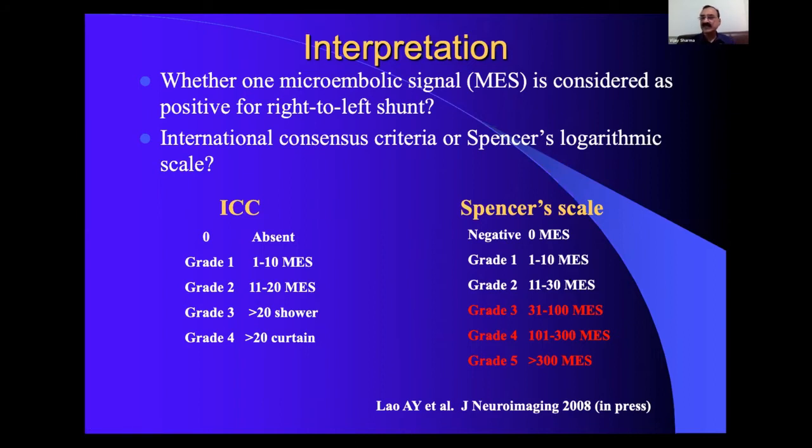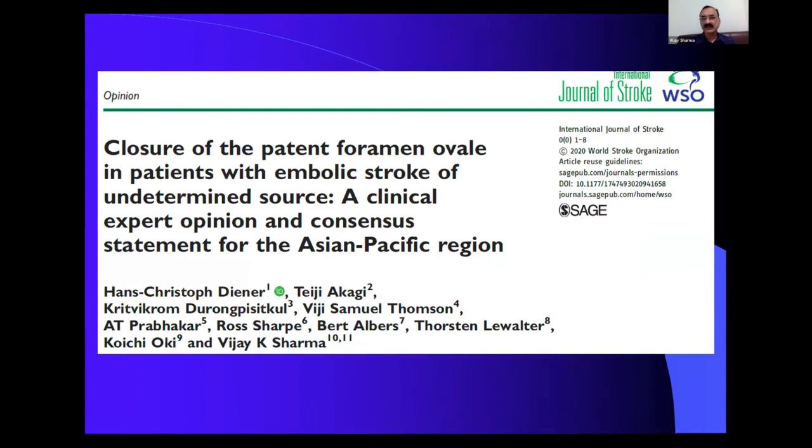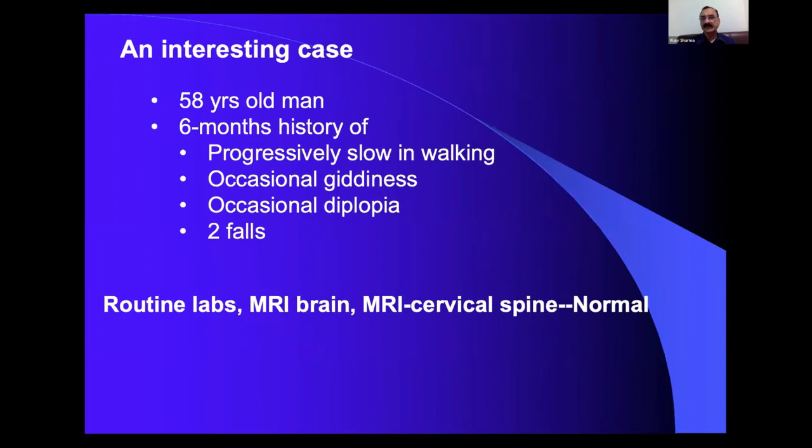My only intention is that you tell me that there is no right to left shunt which you see, because this is what my grading is. If you can see it, I'm going to close it if there are no contraindications for it. These are some of the consensus expert opinion guidelines which we came out with last year, in the International Journal of Stroke. Go through it. This just shows the red sign, the blue and the green sign, where you should consider it, where you should not consider it. So these guidelines are available at present.